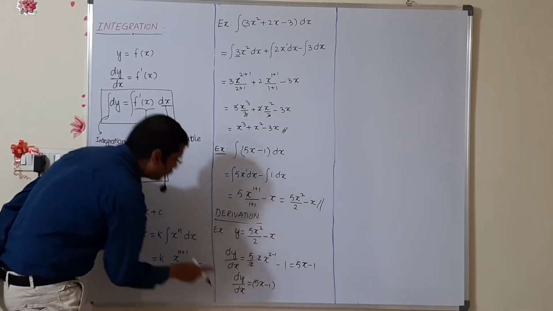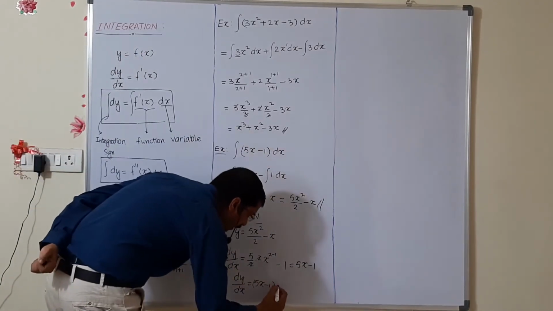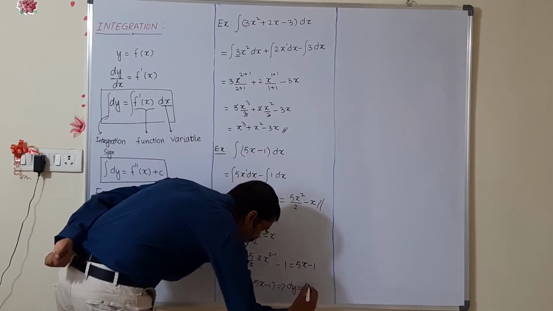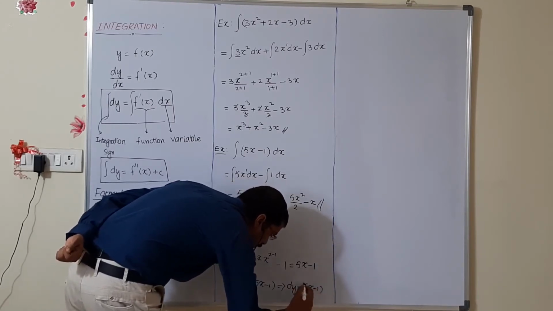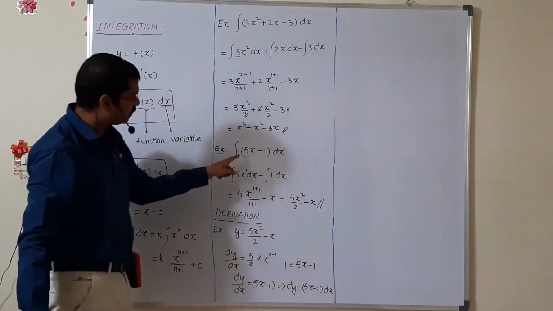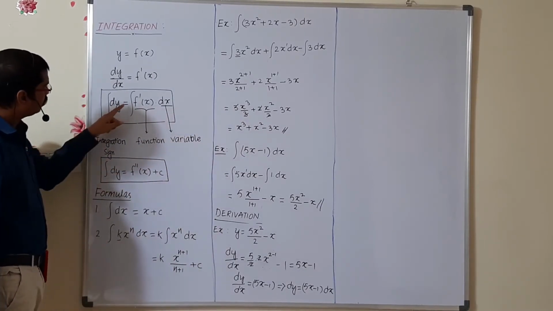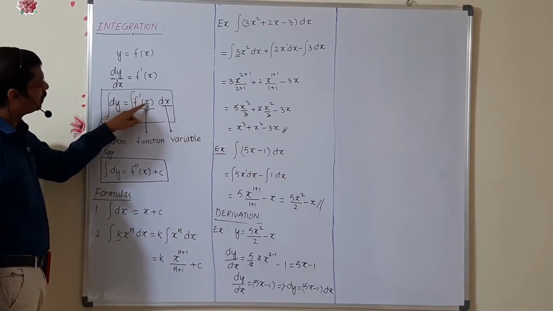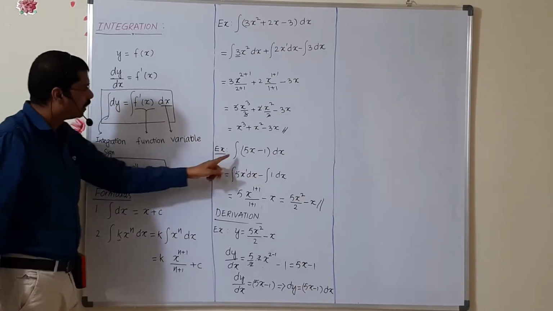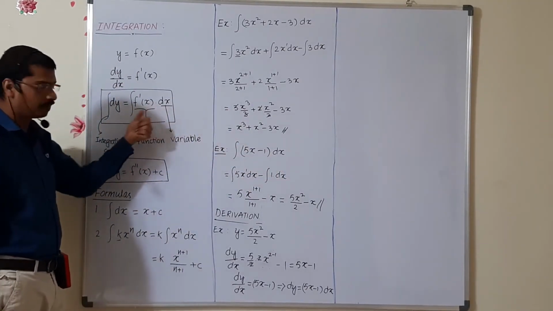Here the differentiation we have already used. dy upon dx, you take cross multiplication. If I take cross multiplication, dy equals 5x minus 1 into dx. This is only what we did in the differentiation. What is the dy value? Here dy equals the integration of f of x into dx. This dy value we are writing directly: integration of 5x minus 1 into dx. This pattern we have written.